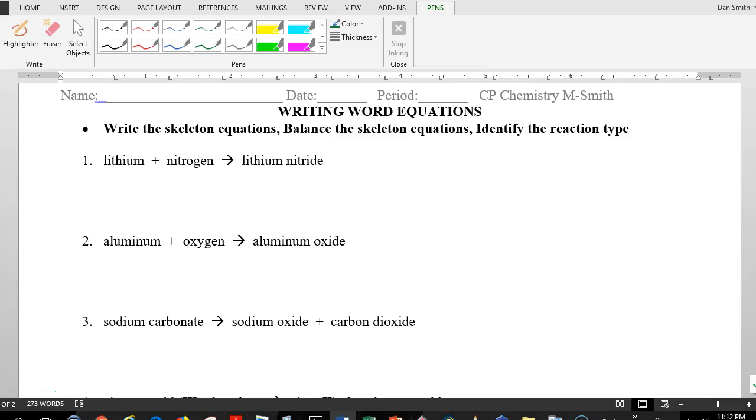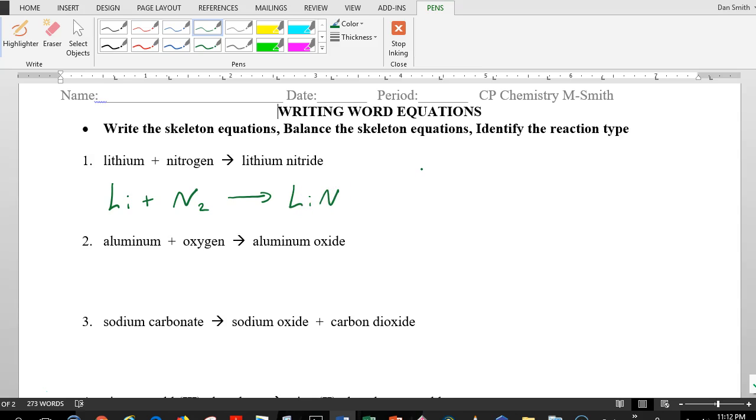I'm going to do a few of these problems with you to help you go through the thought process. Lithium is simply Li, nitrogen is simply N, except for the fact that nitrogen is one of the diatomics. So there's a 2 there, that's one of your 7 diatomics. Now, lithium nitride is an ionic compound.